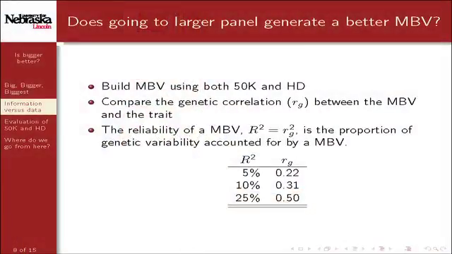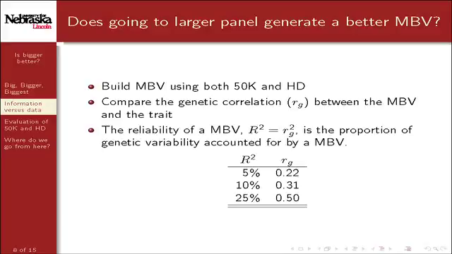And so I want to take a basic look at whether going to a larger panel generates a better MBV. There are a lot of ways of looking at whether we want a 770 high density panel or not. This is one aspect. We're just saying, if I have a set of 50Ks or a set of 770, will one of them generate a better panel? These are a couple of studies that looked at building an MBV using both a 50K and a high density. We're going to compare them using the genetic correlation between the MBV and the trait.